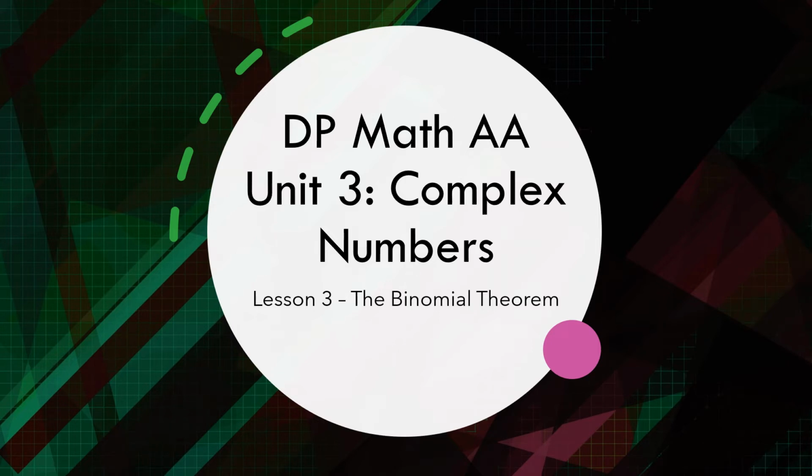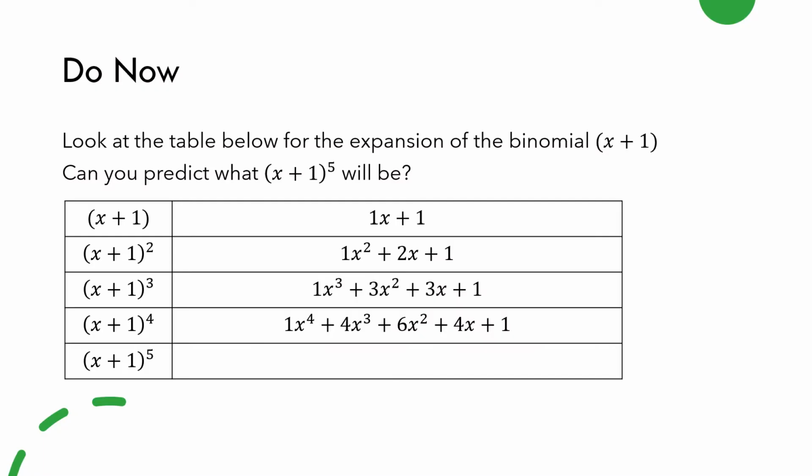We're going to be talking about the binomial theorem. So to start off, I want you to look at this table here. These are the expansions of the binomial x plus 1. So you have x plus 1 squared, cubed, fourth, to the fifth. And I want you to try and find the pattern.